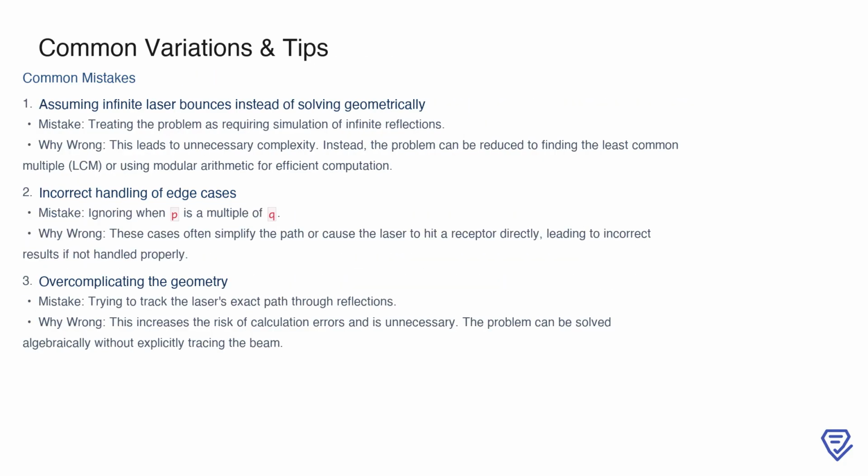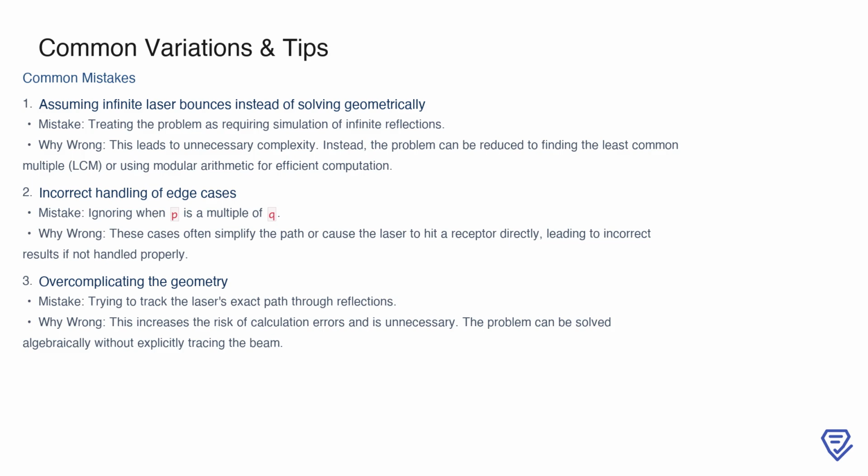When tackling this problem, there are a few common mistakes that can trip you up. First, many people assume that solving this problem requires simulating infinite laser bounces. This approach is unnecessarily complex since the problem can actually be simplified using geometric insights, such as finding the least common multiple or applying modular arithmetic. Another frequent issue is mishandling edge cases, particularly when the length of the side p is a multiple of q. In these situations, the laser often hits a receptor directly, and ignoring this can lead to incorrect results.